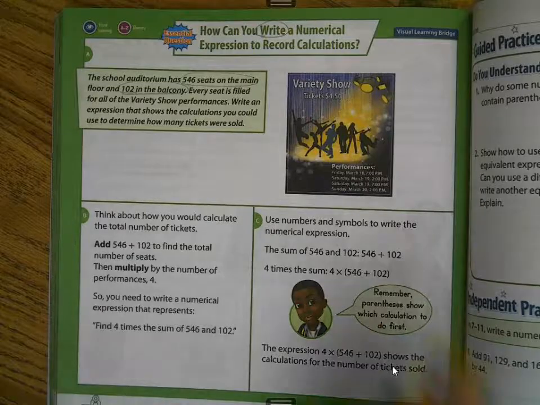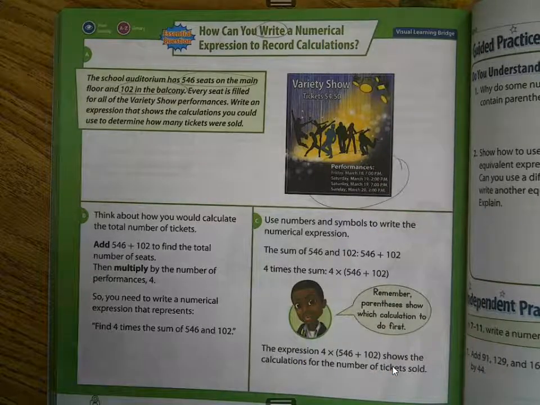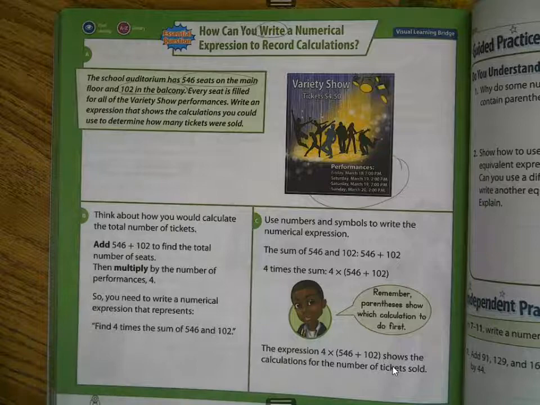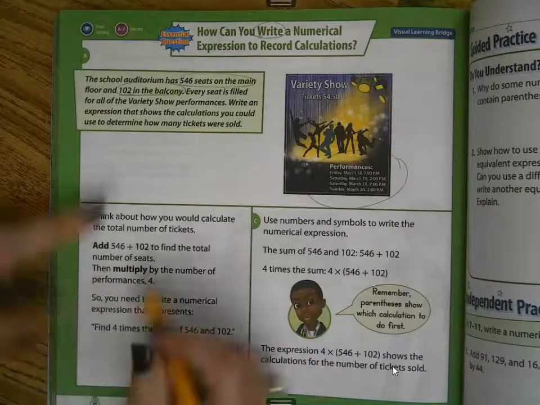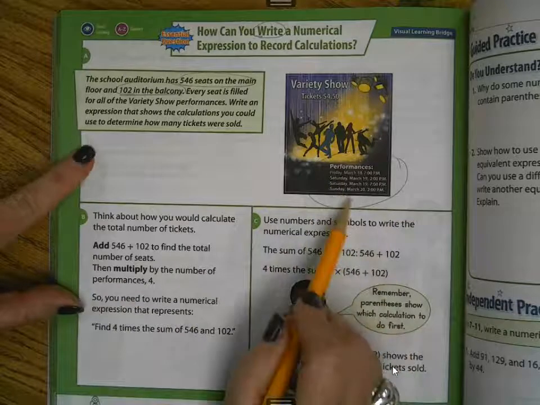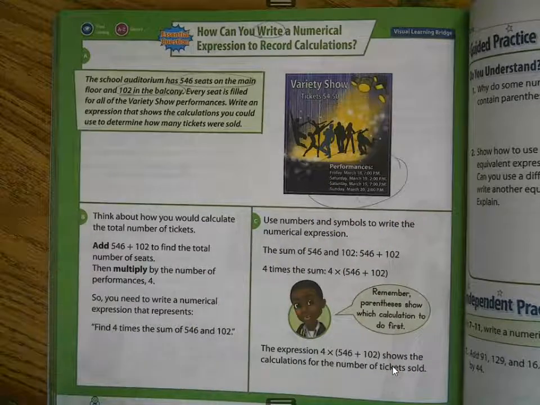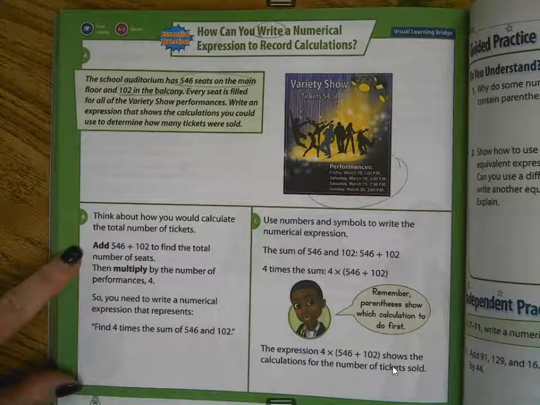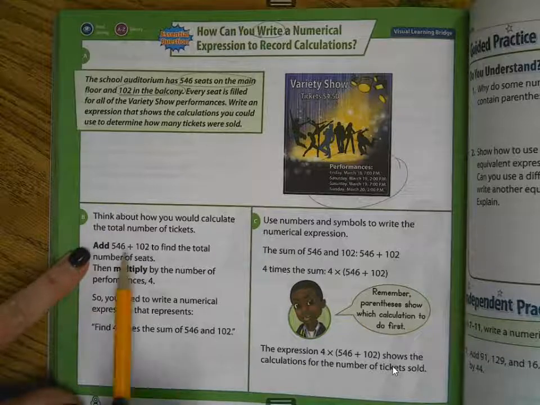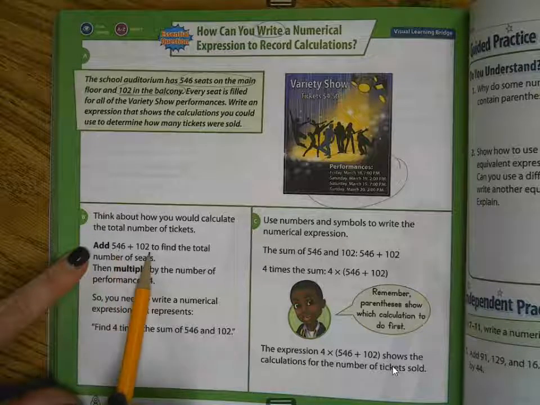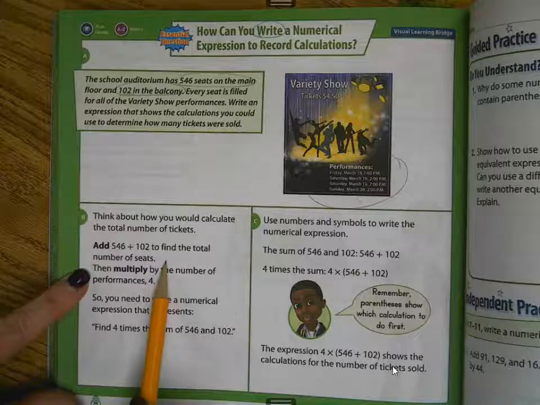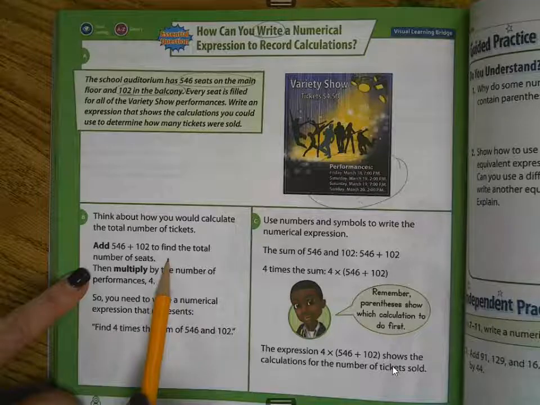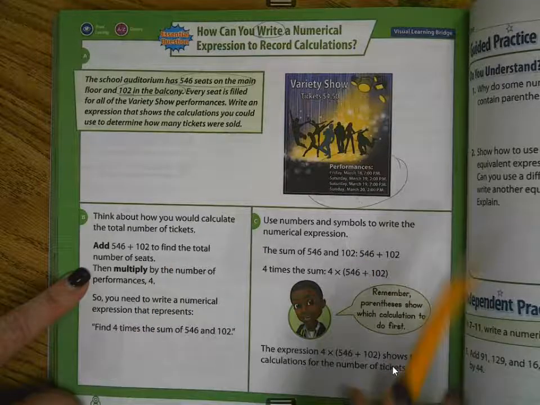So that information is going to help me because every seat is filled for all of the variety show performances. So I don't need the price. That doesn't help me. But to determine the number of tickets, yes, I need this information from the poster. So we're going to think about how you would calculate the total number of tickets. So the thought is, if you add the number of main floor to the number of balcony seats to find the total number of seats, then you could take that sum and multiply it times those 4 performances.